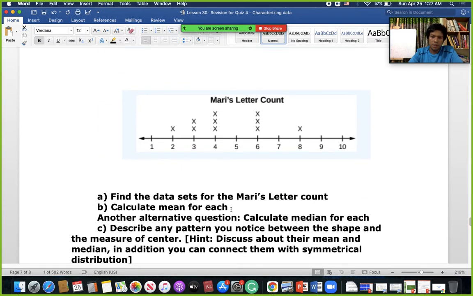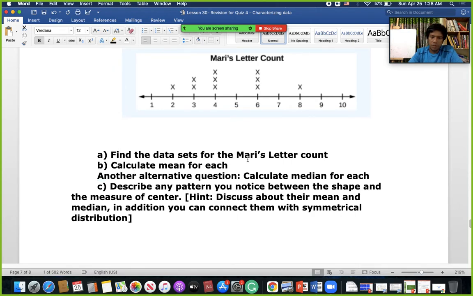So find out the data sets for Mary's letter count. So Mary's letter count like 2. So 2 letters, how many times? 1 time. 3 letters, how many times? 2 times, like that. 4 letters, how many times? 1, 2, 3 times, 4 letters, like this. 4 letter number, how many words, how many times came, like that. 6 letter words, how many times came? 1, 2, 3, this way.